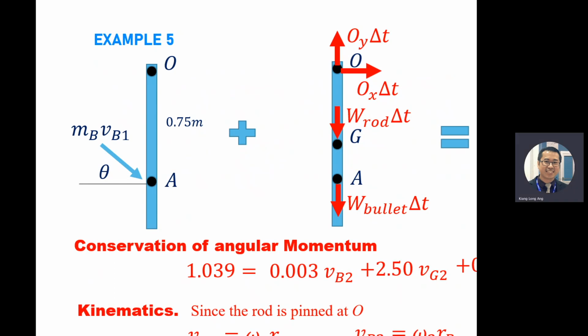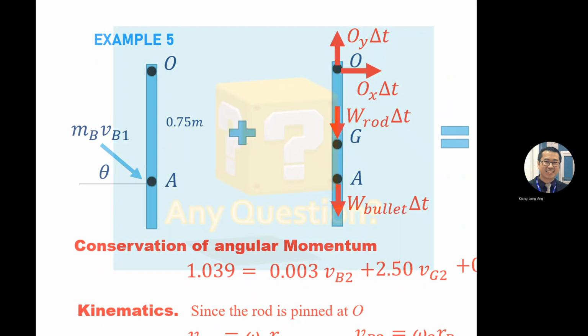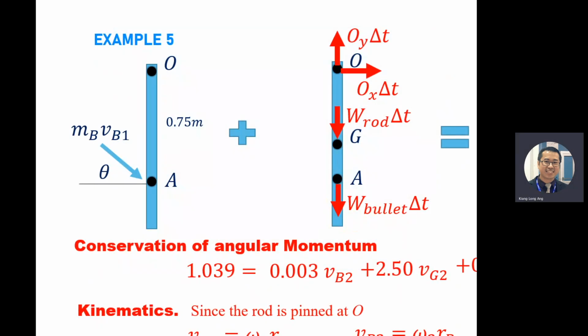Then the rest you just link the normal velocity with the angular parameter, v equals omega r, and then you try to solve for the unknown. So with this we conclude chapter 8.